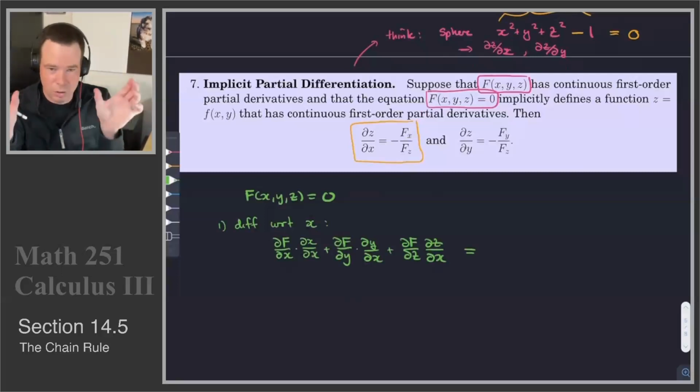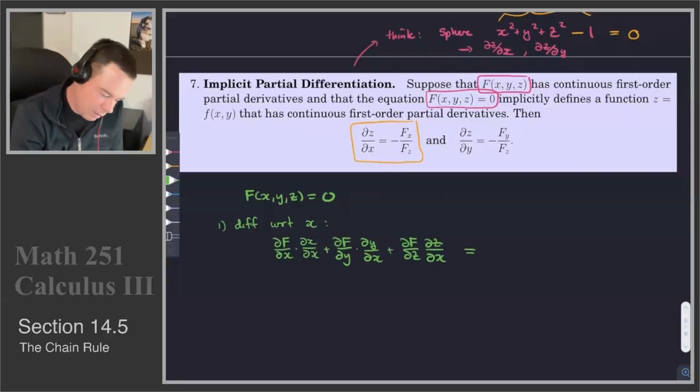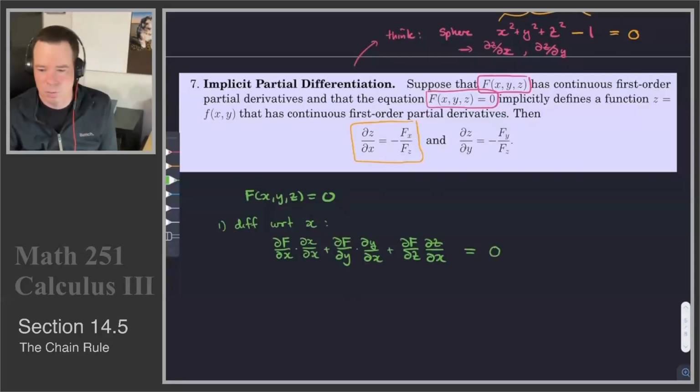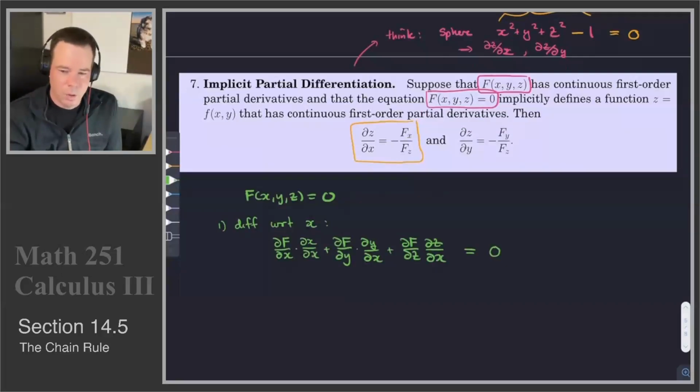If the two functions are equal, then their derivatives have to be equal. So I just differentiated the left-hand side using the chain rule. Derivative of the right-hand side, well, that's just the 0 function, so its derivative is 0. So I took the equation that described my surface, and I just differentiated through both sides of that equation with respect to x in this case.